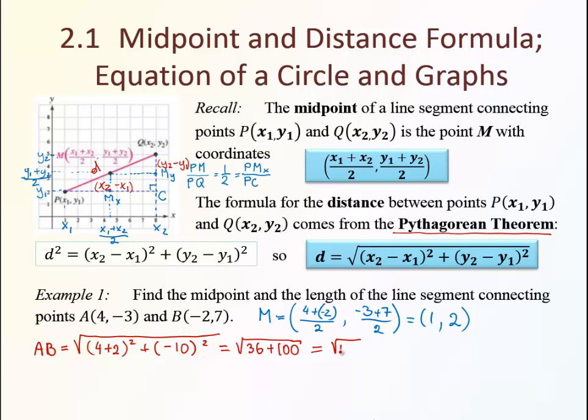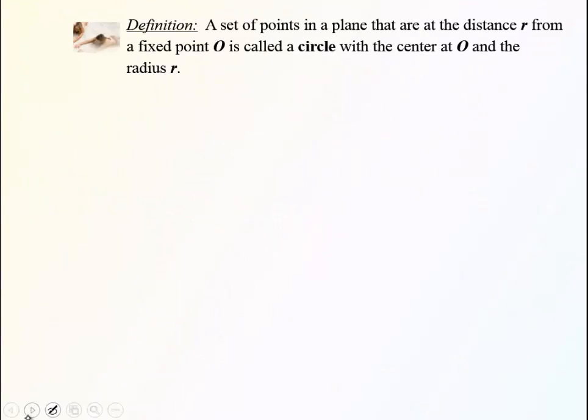meaning root of 136. Now we could simplify this root of 136 by factoring 136 using factor 2. That will be 2 times 68, which factors into 2 times 34, which factors even further as 2 times 17. So we can actually pull the 2 out of the root, leaving 34 under the root. So this will be the distance, 2 root 34. We just developed the formula for a distance.